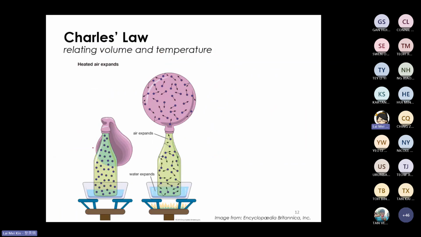So let's say I have a glass bottle, I trap some gases inside, and I heat it in a double boil, in a beaker of water. Then the gas is going to expand and push the balloon. The volume increases when the temperature increases.